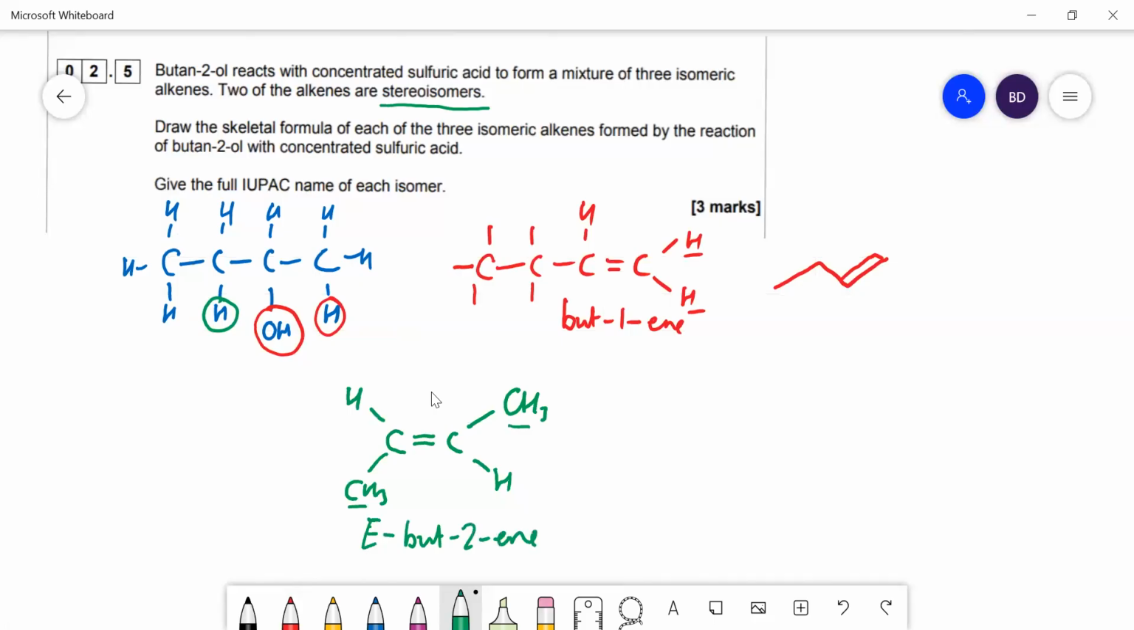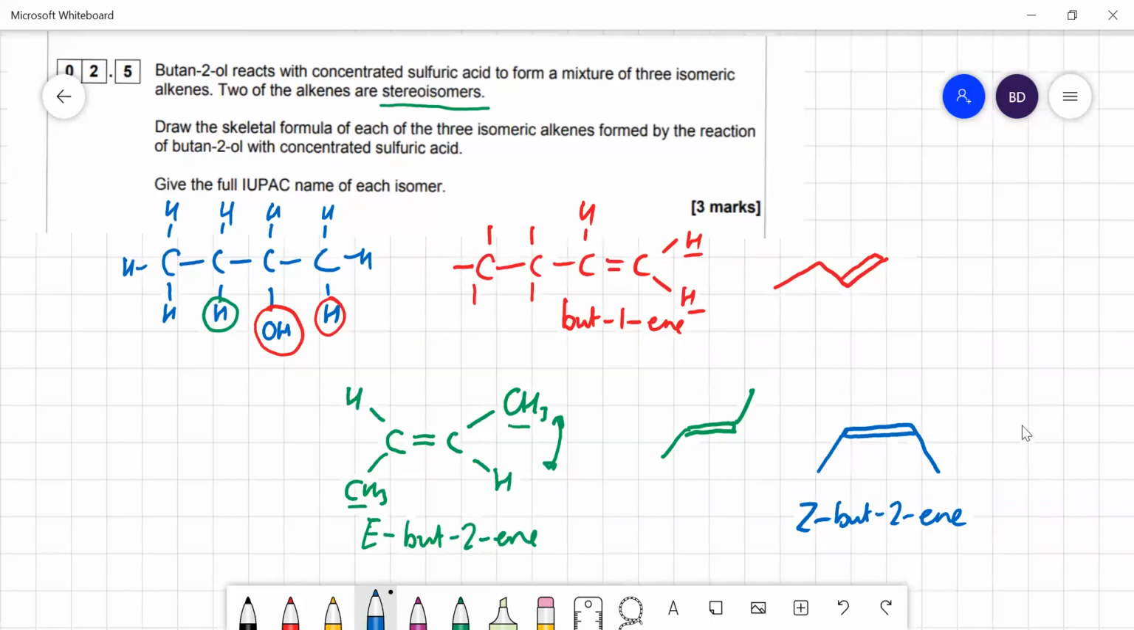but-2-ene. Let's draw the skeletal structure of that, so it's going to be like this. And there's a Z isomer where I'm going to swap those 2 around, so I'll do that in blue. The Z isomer you would draw skeletally like that. Now I've got both CH3 groups on the same side, so that's Z but-2-ene. Okay, so that is all of that done.